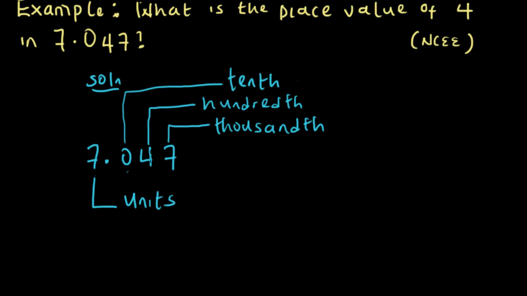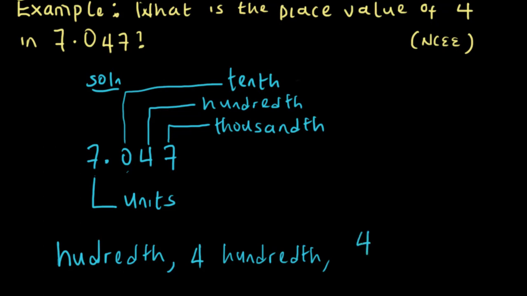So what's the place value of 4? The place value of 4 would be hundredths, or probably you can see 4 hundredths, or 4 over 100. Do you understand? So you can either see this or this or this. Either of them is correct. So hundredths, or you can have 4 hundredths or 4 over 100. Do you understand?